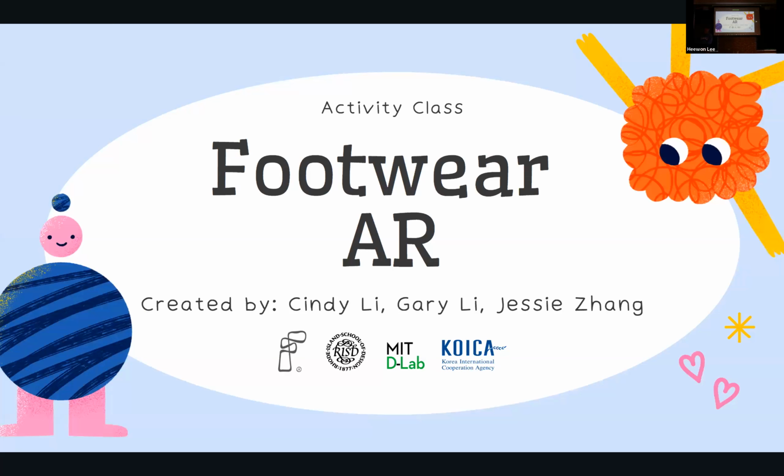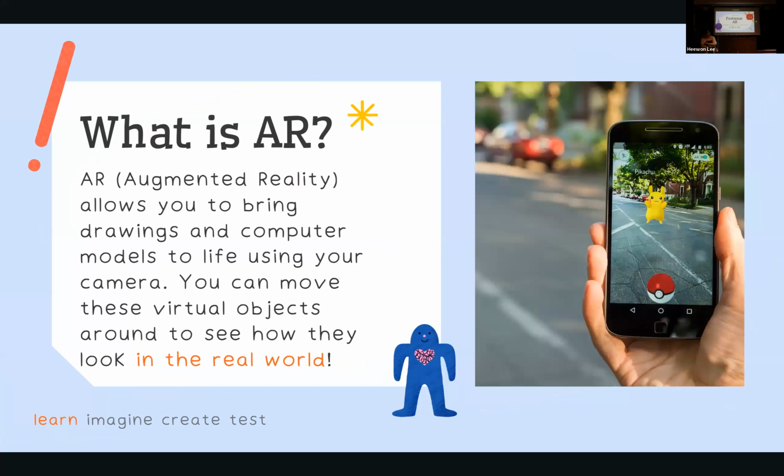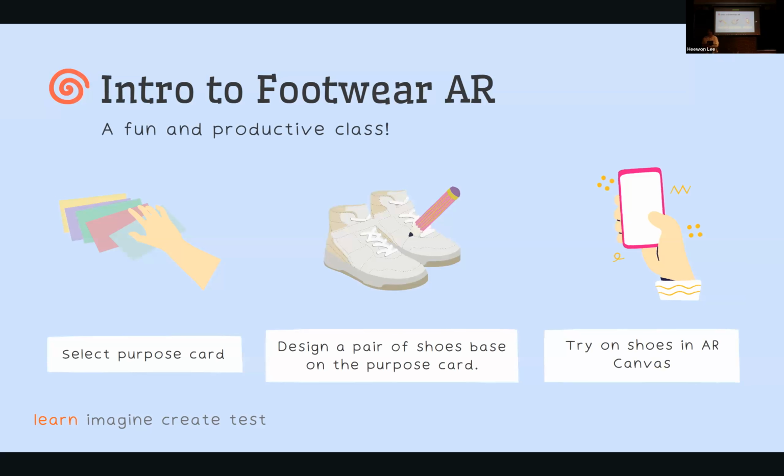So for our next activity, we have the footwear AR. We started with an introduction to what augmented reality is, and on the side we have a picture of Pokemon Go to show the students what AR is. And then for our activity, they start by selecting a purpose card that has design restrictions on it, and then they will design the side profile of a pair of shoes based on the purpose card they've selected. And for the third step, they will try on the shoe they designed in AR Canvas. AR Canvas is an app on Samsung.